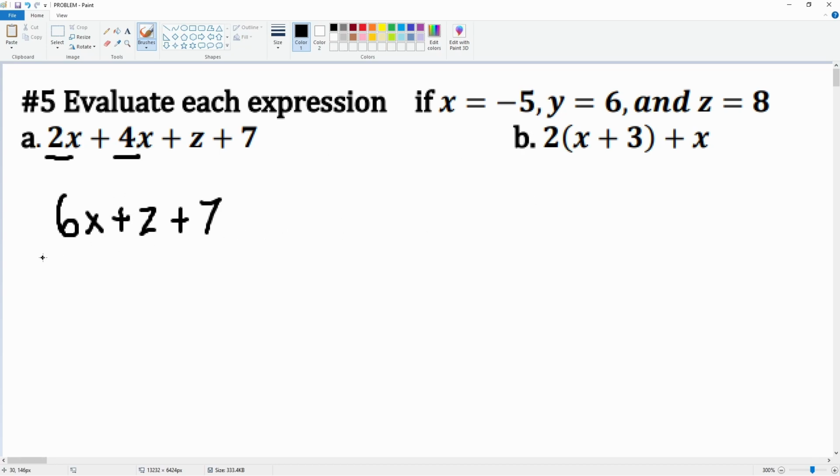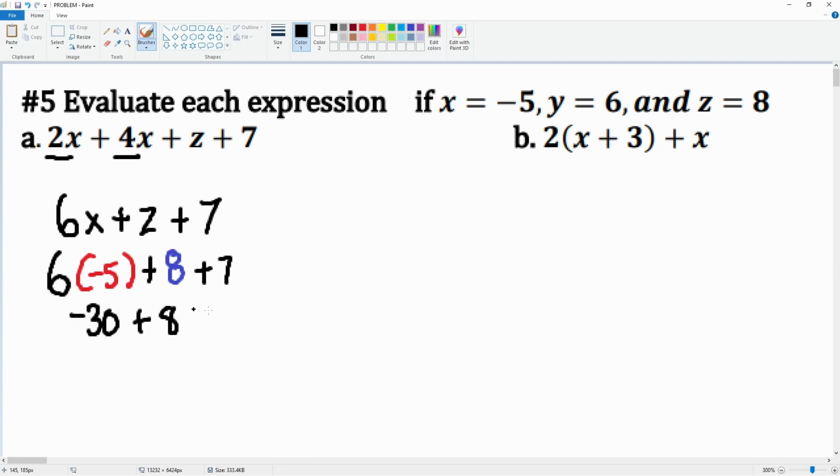Where x is -5, so let's make that substitution. We have 6 parentheses -5 for where x was supposed to be, plus z, which is going to be the 8 here, then plus 7. 6 times -5, which is going to be -30, plus 8 plus 7. -30 plus 8, which is going to be -22, plus 7. We have -22 plus 7. This gets you -15. That would be your final answer here.